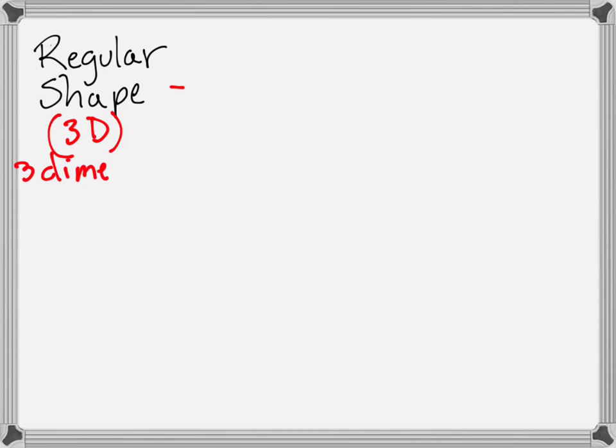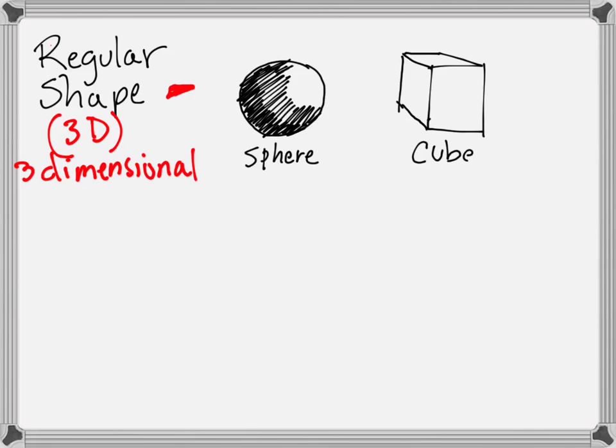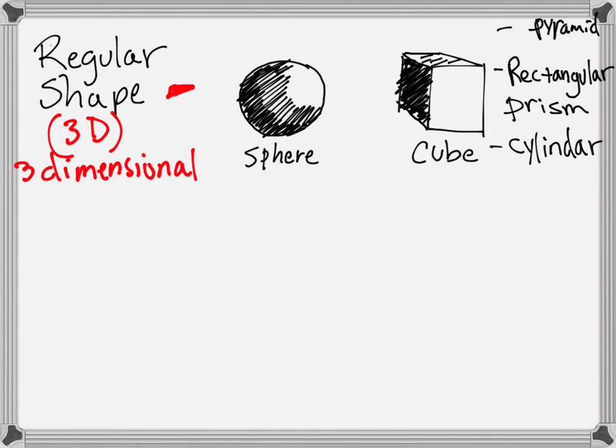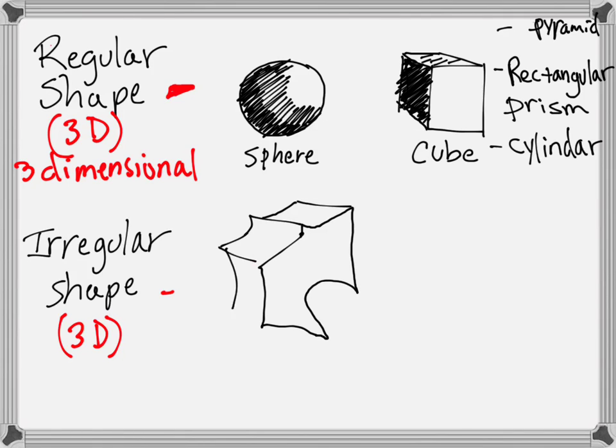You can make shapes and turn them into 3D looking objects or 3D forms. Some regular shapes that are in three-dimensional forms would be something like a sphere, a cube, or a pyramid, rectangular prism, or cylinder, as some examples. Irregular shapes can also be made into 3D looking forms, such as this one.